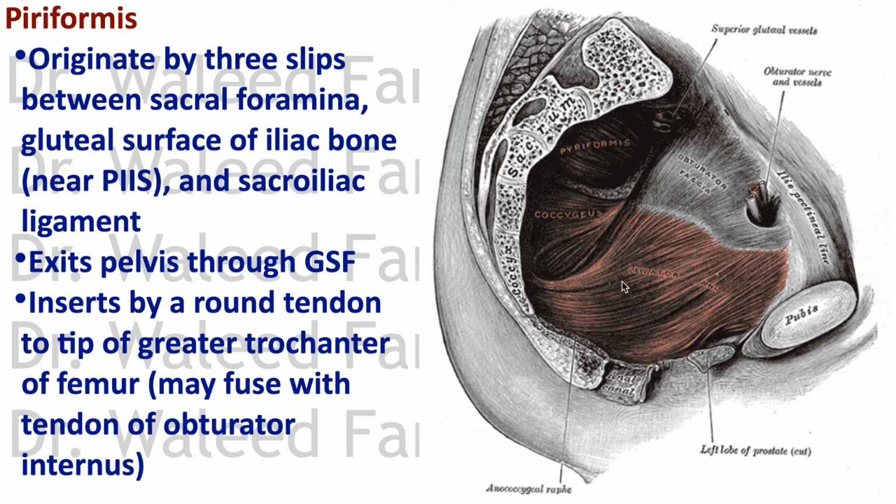Now the piriformis exits through the greater sciatic foramen and inserts by a round tendon in the tip of the greater trochanter of femur. This leads to abduction and lateral rotation at the hip joint. It may fuse with the tendon of obturator internus. So this is the piriformis.